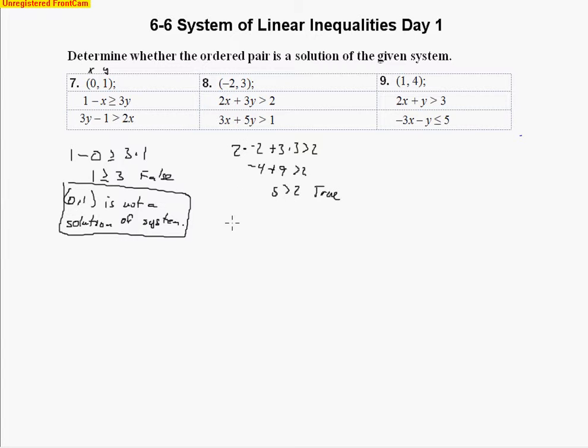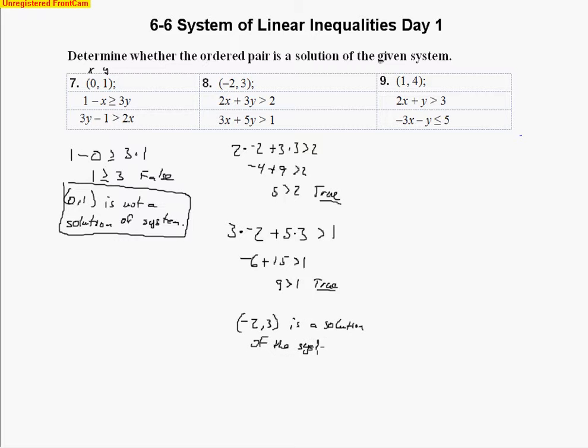So I go ahead and substitute there. So 3 times negative 2 plus 5 times 3, and that needs to be greater than 1. And so I do some more work there, and that shows negative 6 plus 15 is greater than 1. And this makes 9 is greater than 1, which is another true statement. So since I have both that are true, that tells me that negative 2 comma 3 is a solution of the system.